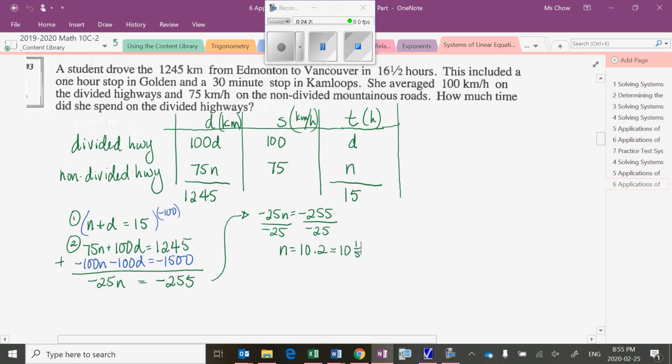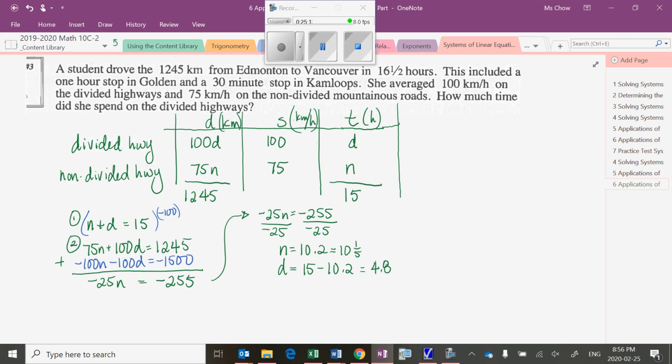Right? And so if N is 10.2, we know that we've been driving for a total of 15 hours. So then that tells us the time on the divided highways is going to be 15 minus 10.2, which is then 4.8. So we've got 4.8 hours, or 4 4/5 hours on the divided highways, and 10.2 on the non-divided highways. And the total time was 15 hours plus the 1.5 hours of stopping time, giving the total trip time 16.5 hours. So then we can write our statement.